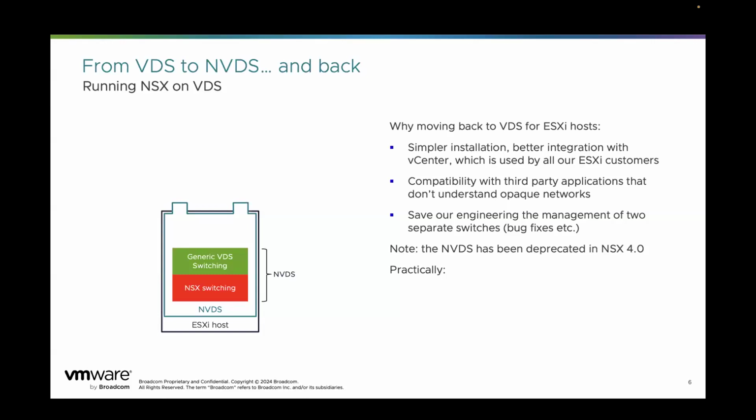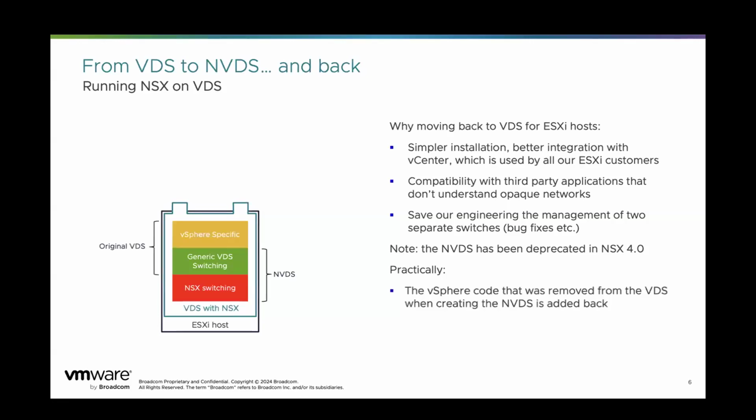So what we did, look at the box now on the left again. We start from an NVDS. How do we run NSX on a VDS? Well, simple. You add back the vSphere specific code that was removed when we created the NVDS. The reason I'm showing this is to comfort you, to make sure that you understand that the new model, running NSX on VDS, has at least all the capabilities that were on the NVDS. In fact, we are now a superset of both the original VDS and the NVDS. We're a combination of both capabilities.